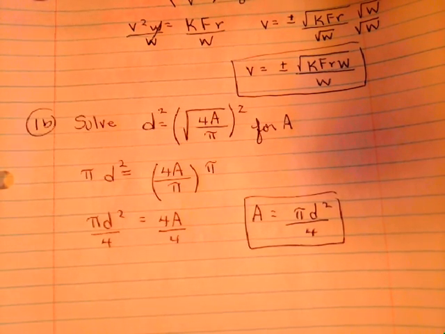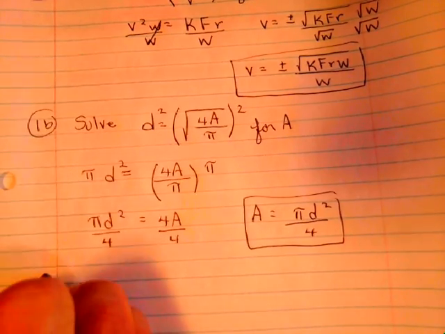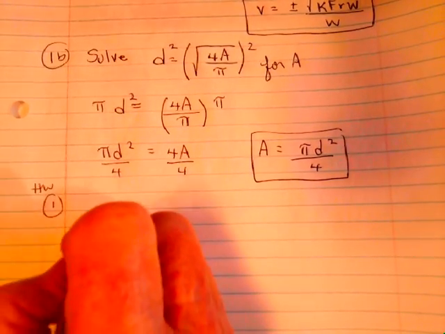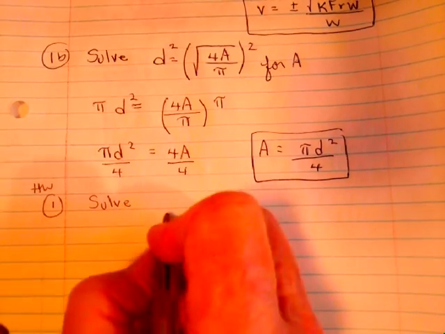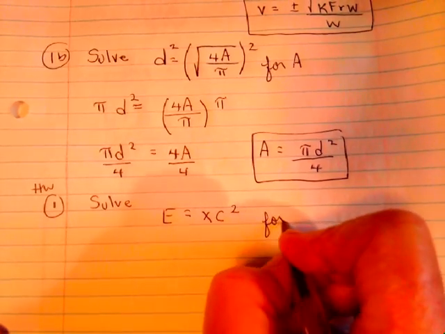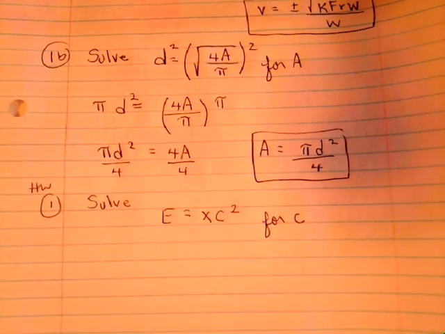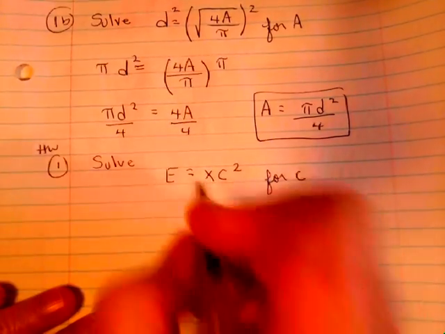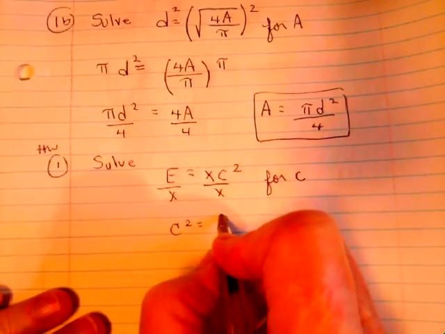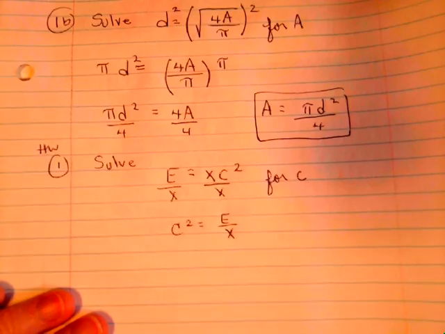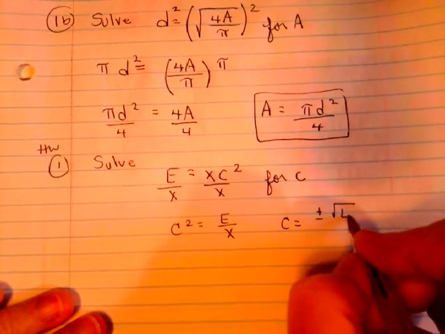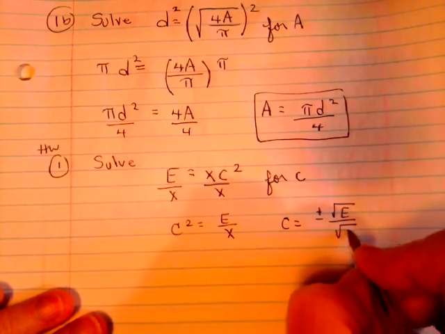Let's do one or two from homework. Homework number 1. Solve E equals XC squared for C. Divide both sides by X. C squared equals E over X. Take the square root of each side. C equals plus or minus the square root of E over the square root of X.